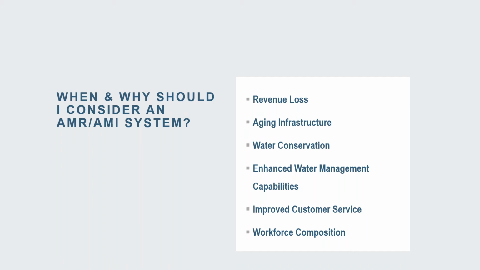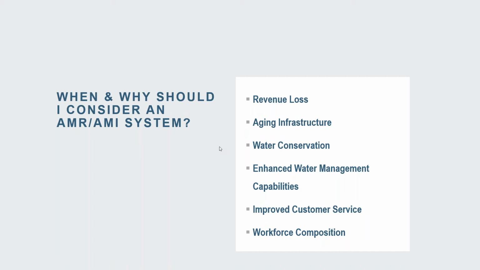Improved customer service. Many water utilities are seeking to improve customer service today. Water customers of the day are accustomed to receiving instant information. If their water bill appears too high, they want to be able to pick up the phone and call their provider and see what's going on. An AMI system will provide a utility with the most tools for improving customer service.